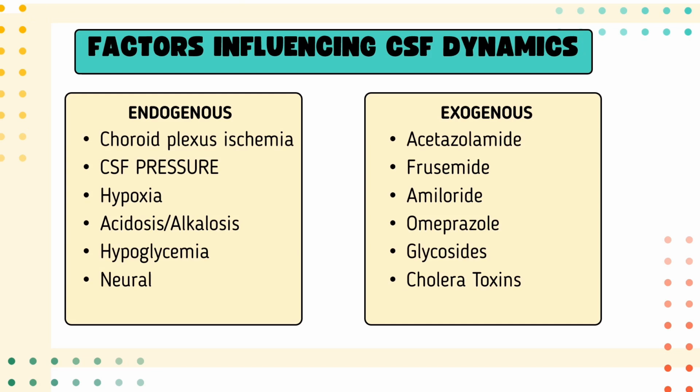For example, high pressure can be associated with brain disorders like brain tumor, meningitis, or encephalitis. This kind of disorders can affect the CSF pressure. There are also hypoxia, acidosis or alkalosis, hypoglycemia, and neura. For exogenous, acetazolamide, furosemide, amiloride, omeprazole, glycosides, and cholera toxins.